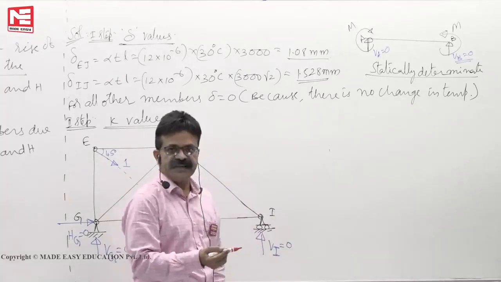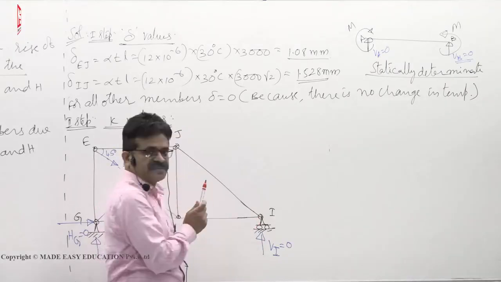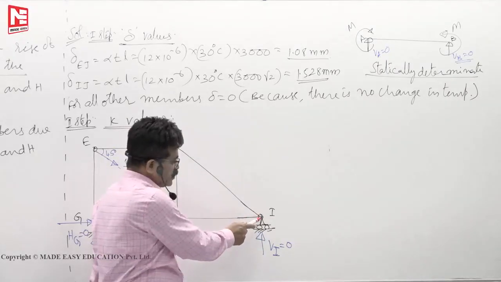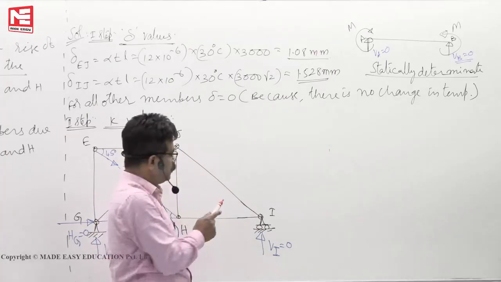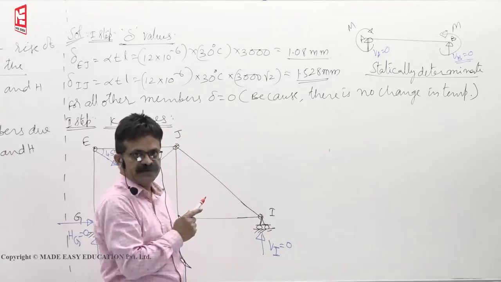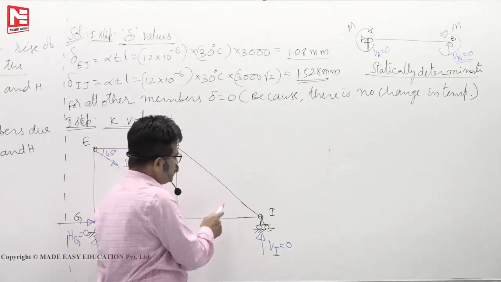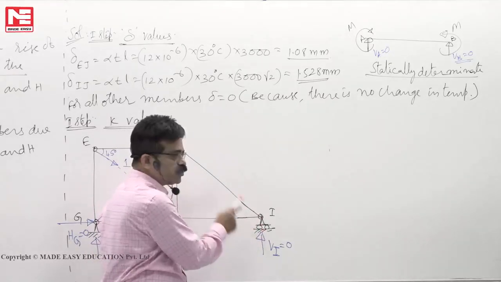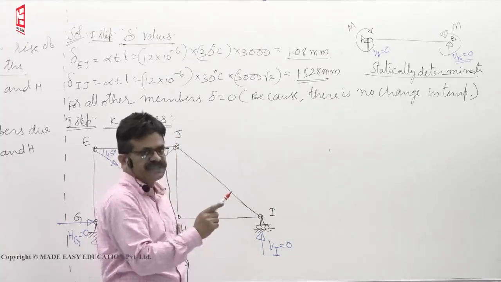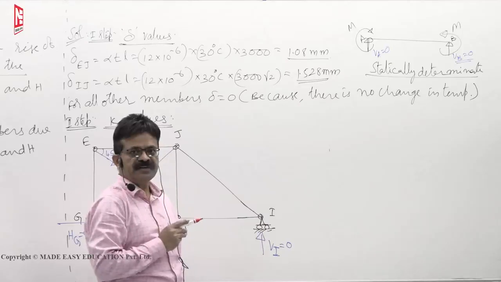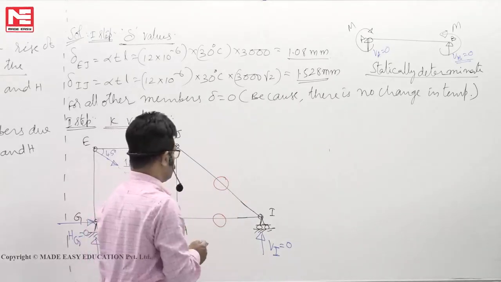How do you have to analyze? Joint I, reaction is 0. At this joint, two members are meeting which are non-collinear, means not in the same line. Two non-collinear members with no external load at that joint, if such a situation is there, forces in both members are 0. Force in both members are 0.